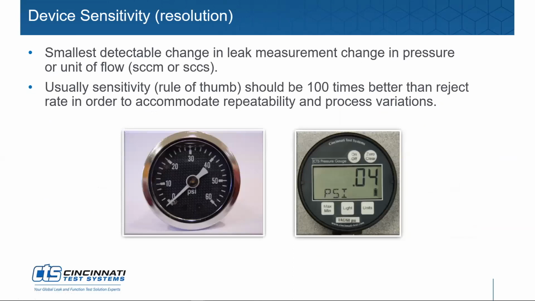And then device sensitivity. What we suggest is using 100 times more sensitivity for your measurement device compared to your reject requirement. So if you're testing 100 times better pressure drop than your actual reject measurement is, you're going to have enough resolution and sensitivity in your testing device to take your measurements.